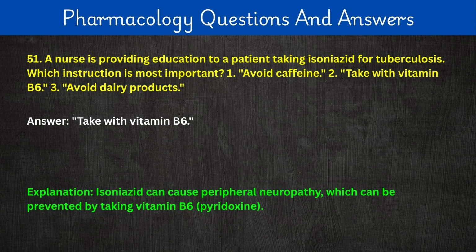51. A nurse is providing education to a patient taking isoniazid for tuberculosis. Which instruction is most important? 1. Avoid caffeine. 2. Take with vitamin B6. 3. Avoid dairy products. Answer: take with vitamin B6. Explanation: isoniazid can cause peripheral neuropathy, which can be prevented by taking vitamin B6, pyridoxine.